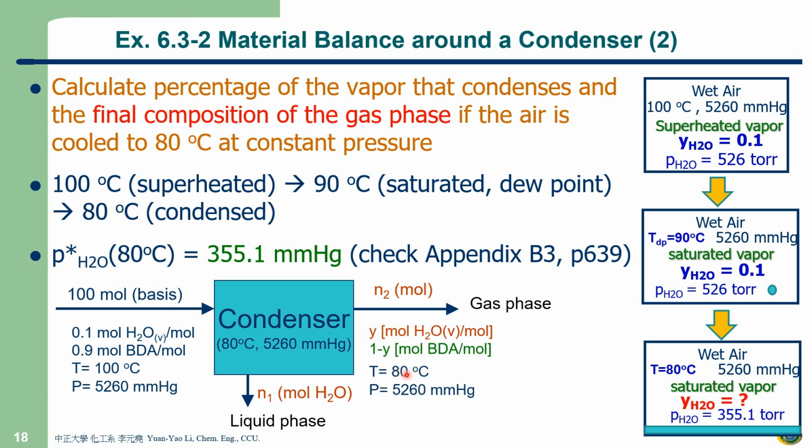Okay, the temperature here is 80, from 100 to 80, right? You keep the pressure constant. So you have 3 unknowns here, and you need to find out these 3. Okay, so can you do this for me?